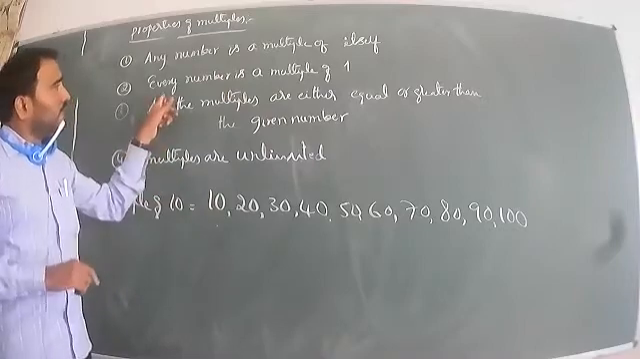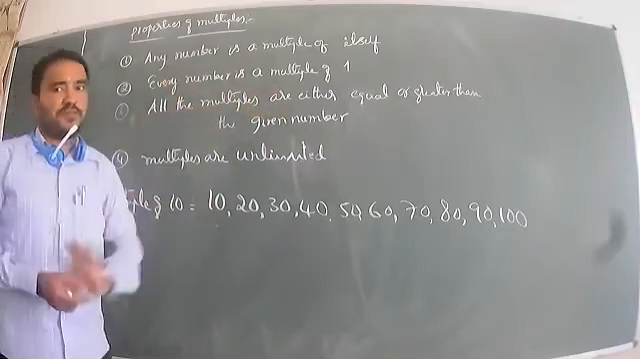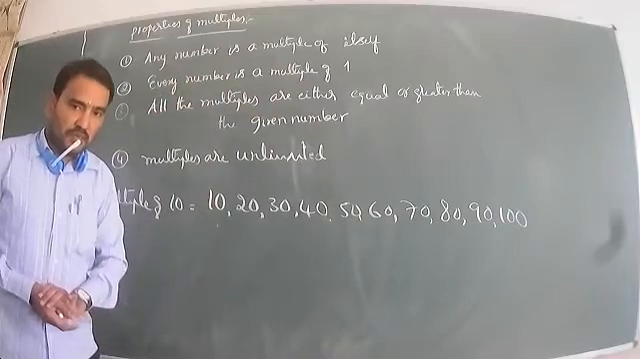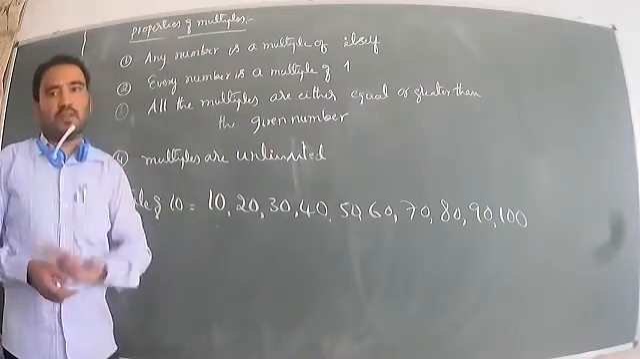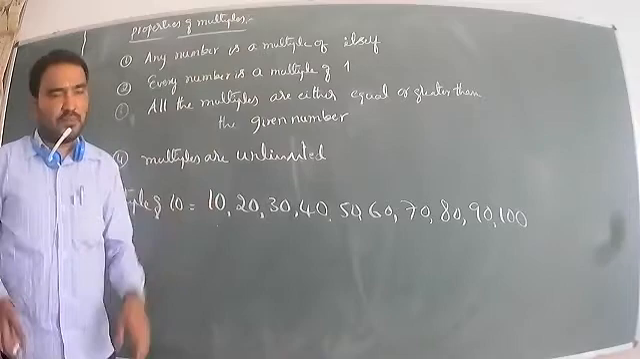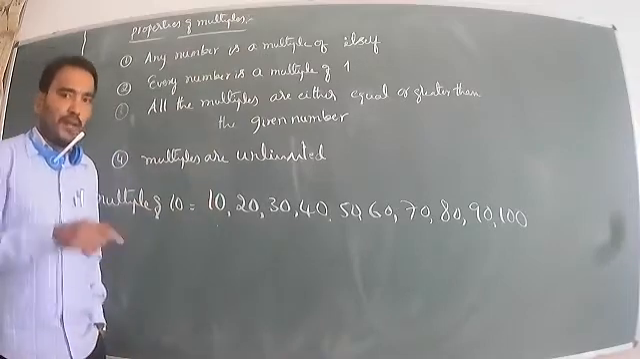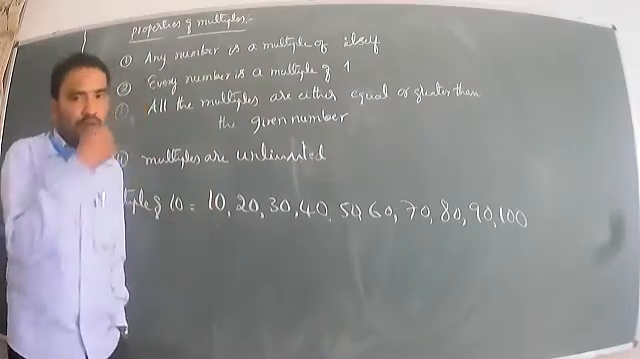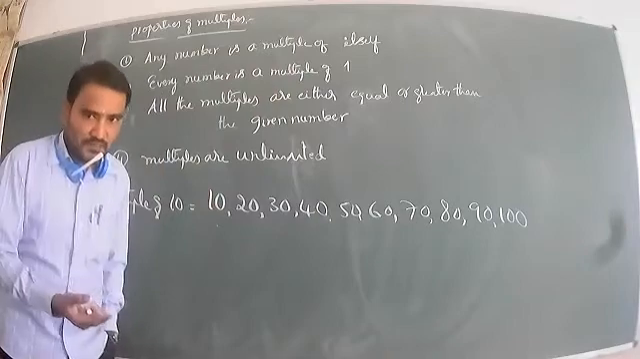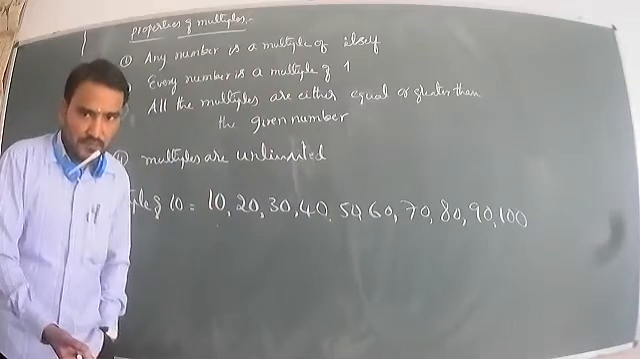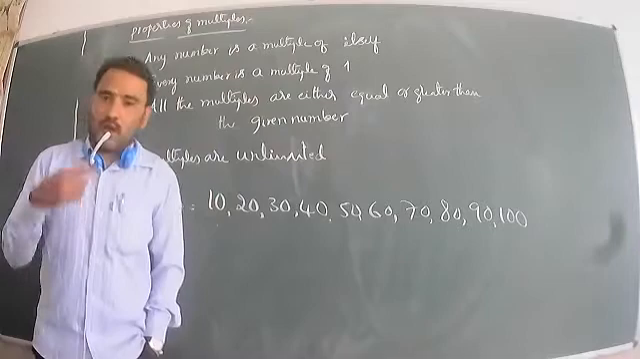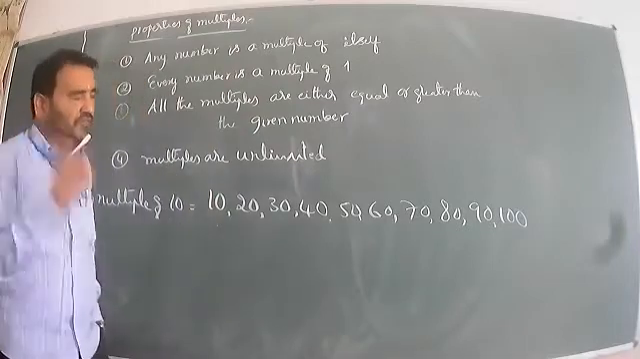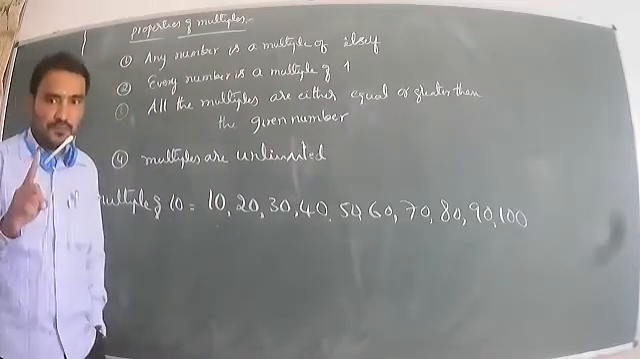Second one, every number is a multiple of 1. 1 is a multiple of every number. Every number is divisible by 1, and every number comes from 1. 1 1 the 1, 1 10 the 10, 1 20 the 20, 1 13 the 13, 1 15 the 15, 1 3 the 3, 1 2 the 2. So 1 is a multiple of every number. Every number is a multiple of 1.